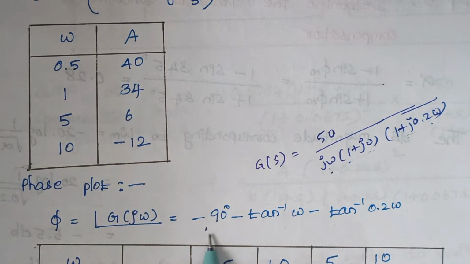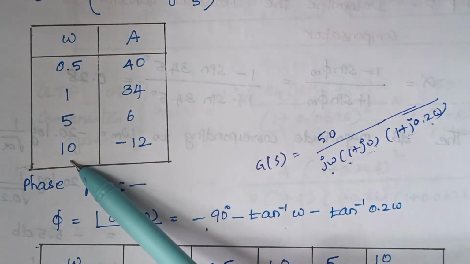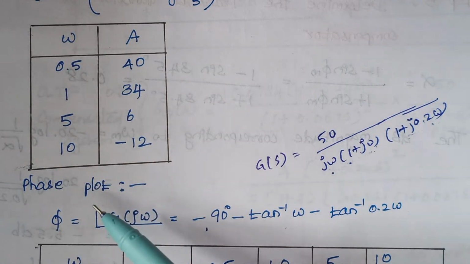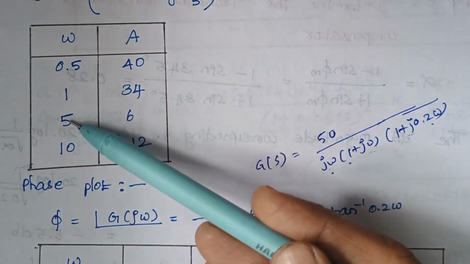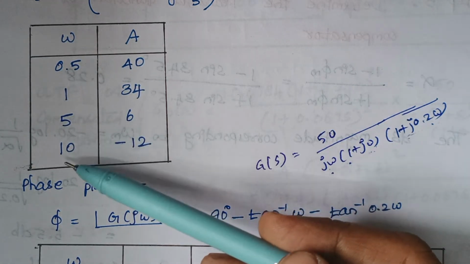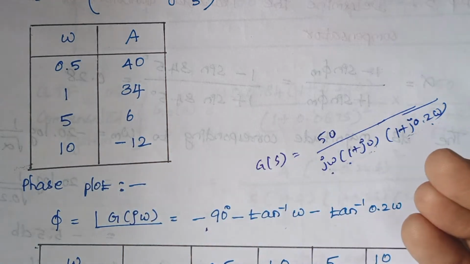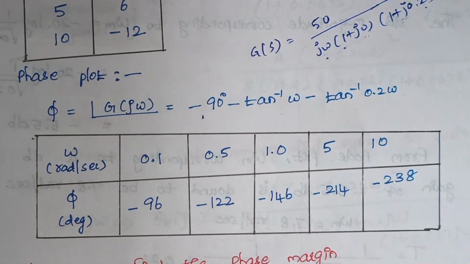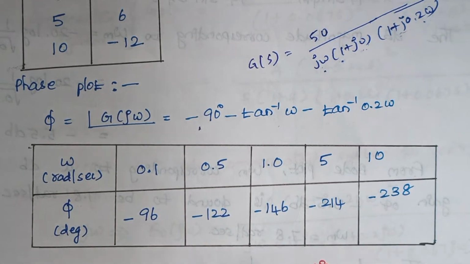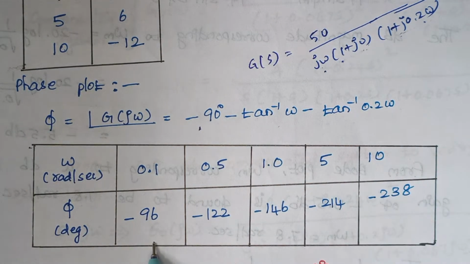So after writing the expression, kindly include all these omega values. Apart from that, you can include the in-between values also. That is, between 1 and 5 you can consider 3, and between 5 and 10 you can consider 7 or 8, and even for some higher frequencies, that is 12 or 14, you can calculate. When we have some 6 or 7 values, then our phase plot will be more accurate, right? So we had considered these values. Just substitute the value of omega over here and write down the answer here.